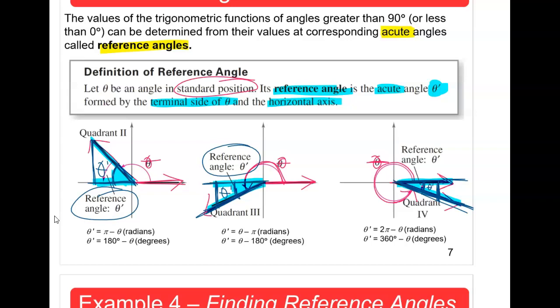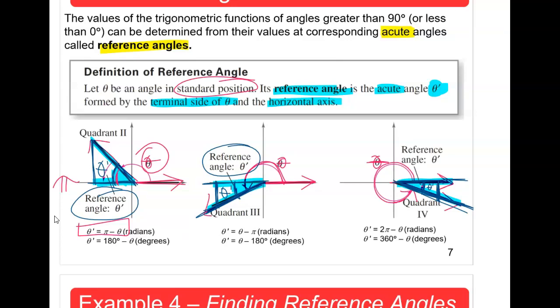Okay, so now if your terminal side happens to be in quadrant 2, the formula to find your reference angle will be pi minus this theta right here. And so that will give you the reference angle, the one that goes from here to here.